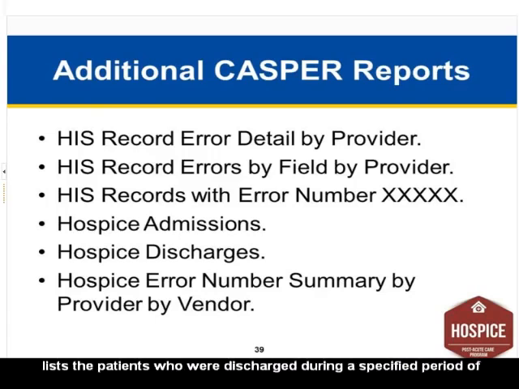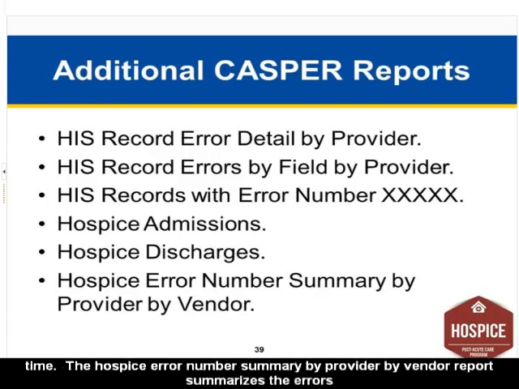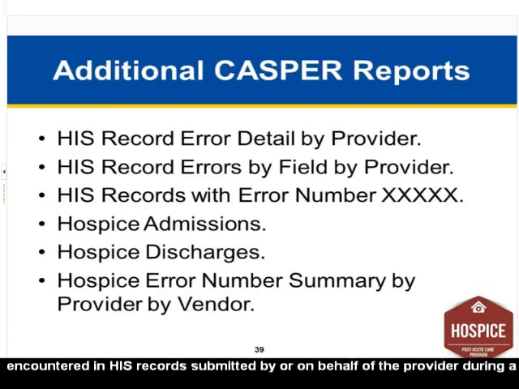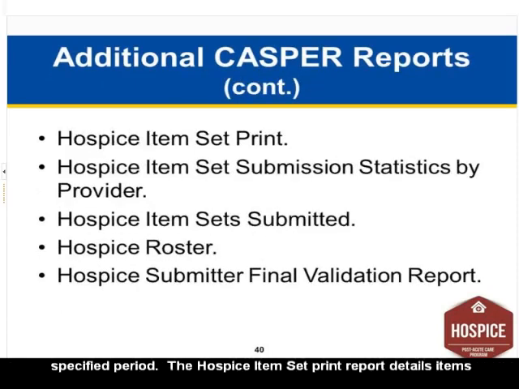The hospice error number summary by provider by vendor report summarizes the errors encountered in HIS records submitted by or on behalf of the provider during a specified period. The hospice item set print report details items submitted for a select HIS record. The hospice item set submission statistics by provider report summarizes the submissions made by or on behalf of a provider during the specified period of time.